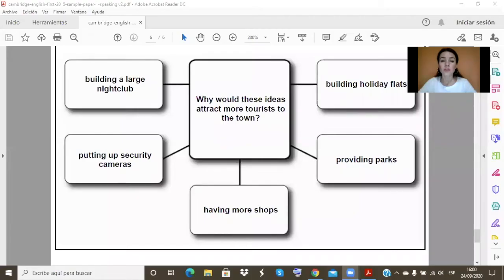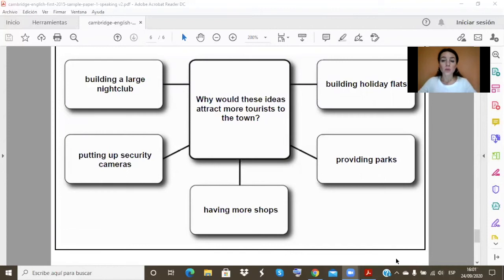The interlocutor will give you some material and the task. The interlocutor is going to say, imagine that a town wants to attract more tourists. Here are some ideas they're thinking about and the question for you to discuss. First, you have about 15 seconds to take a look at the whole task. After that, the interlocutor continues: now I want you to talk to each other about why these ideas will attract more tourists to the town. And now you need to speak for about 2 minutes until the interlocutor stops you.